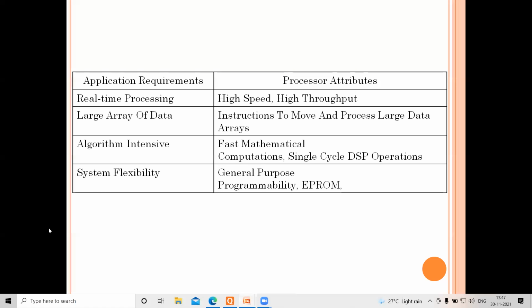Your flexibility, general purpose programmability, should be considered. And then another important one is your EPROM. What's the capacity of this? These are the requirements and processor attributes.